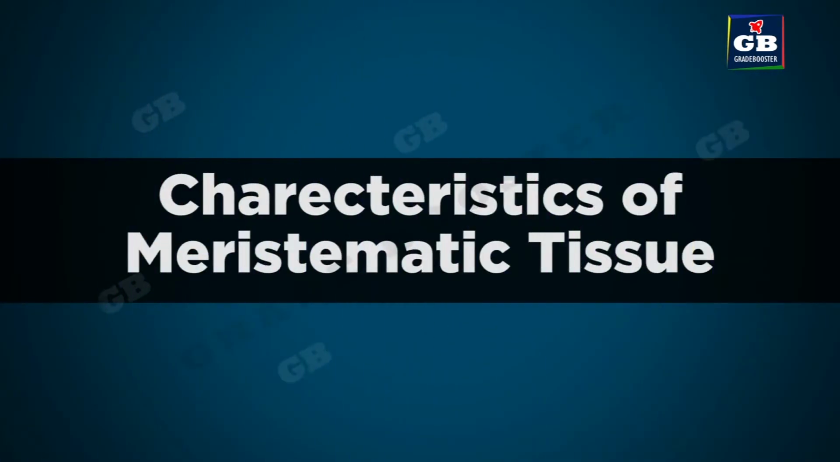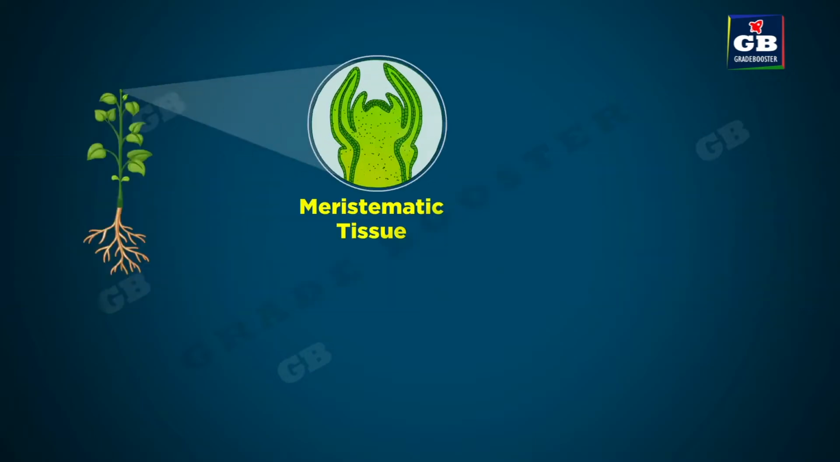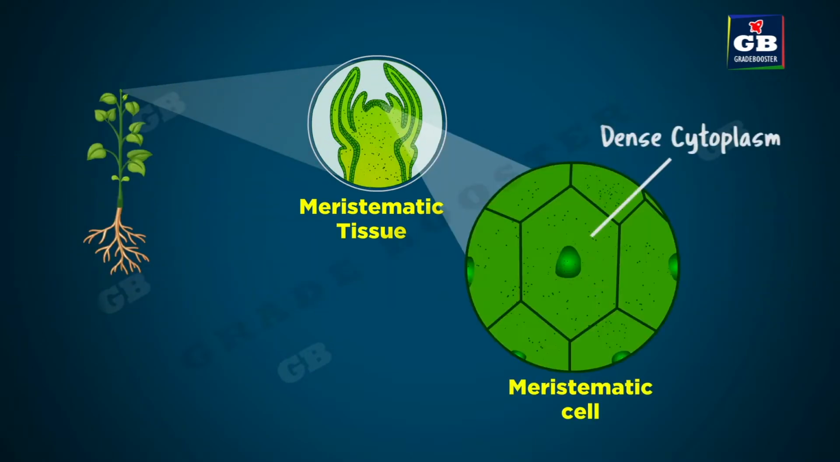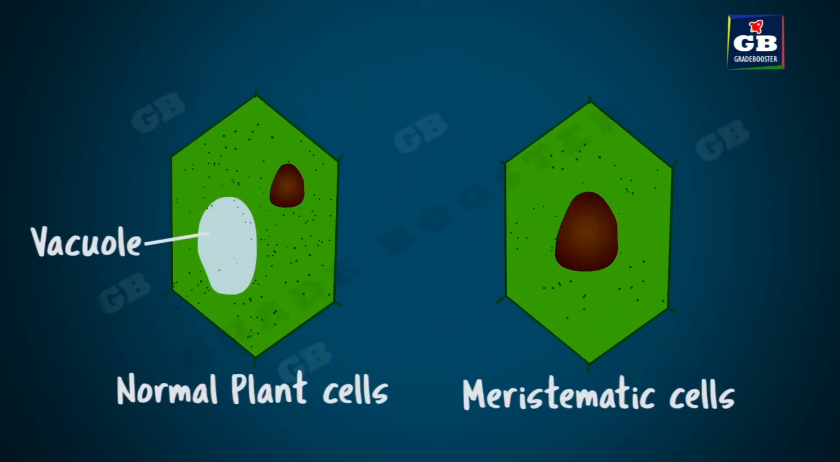Now let us see the characteristics of meristematic tissue. The cells of the meristematic tissues are very active. The cytoplasm of meristematic tissue is very dense. It has a big, prominent nucleus and the cell wall is thin. Generally, plant cells possess big vacuoles, but if you observe the meristematic cells, they do not have any vacuoles.